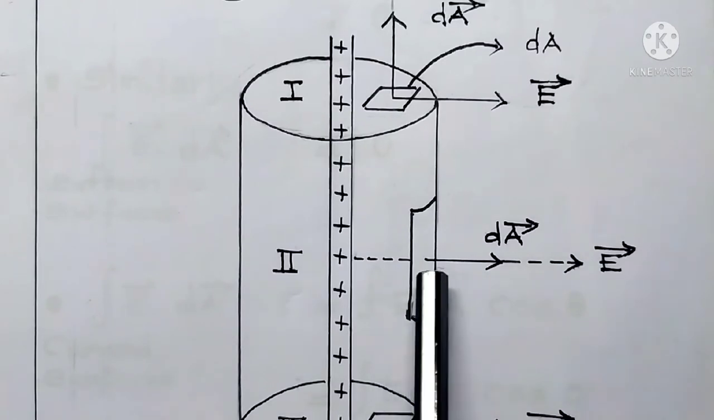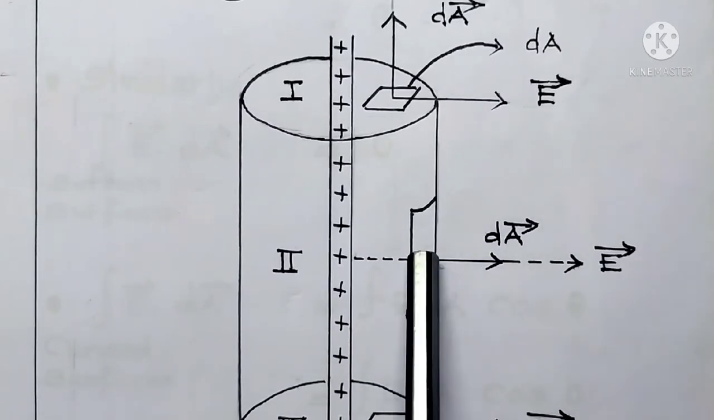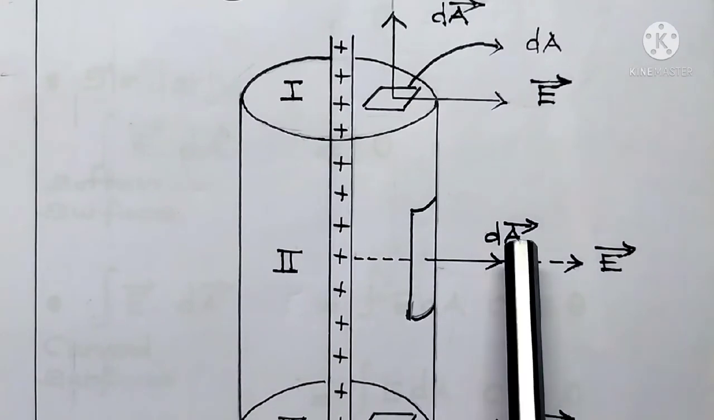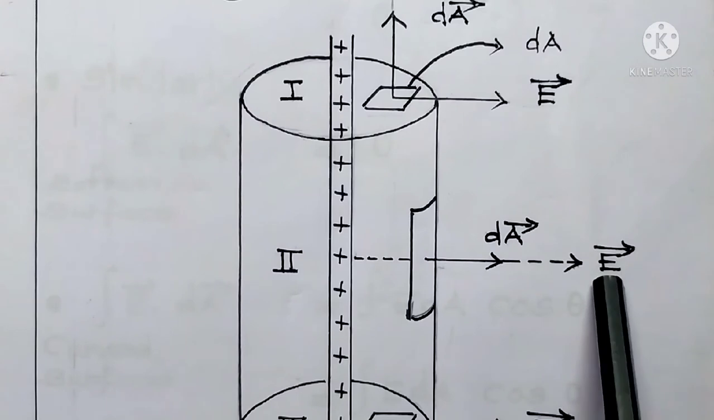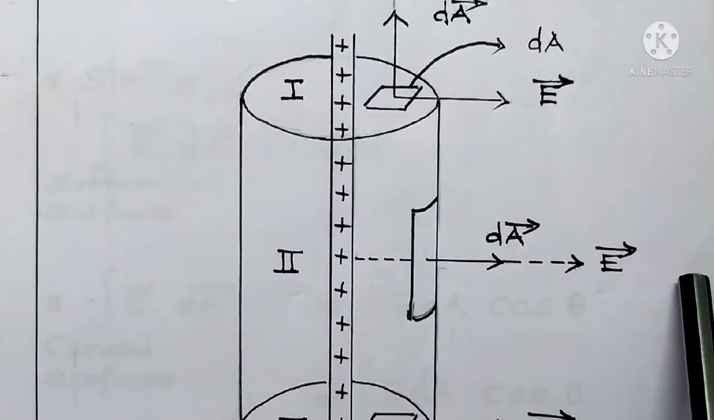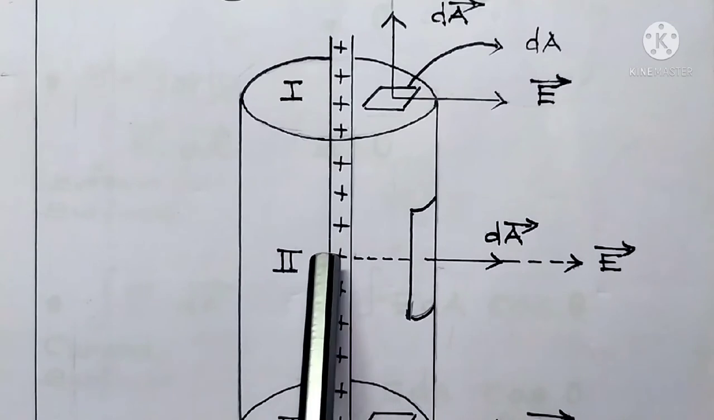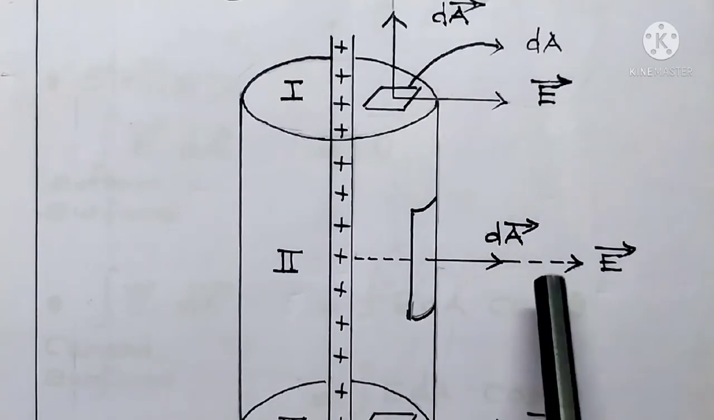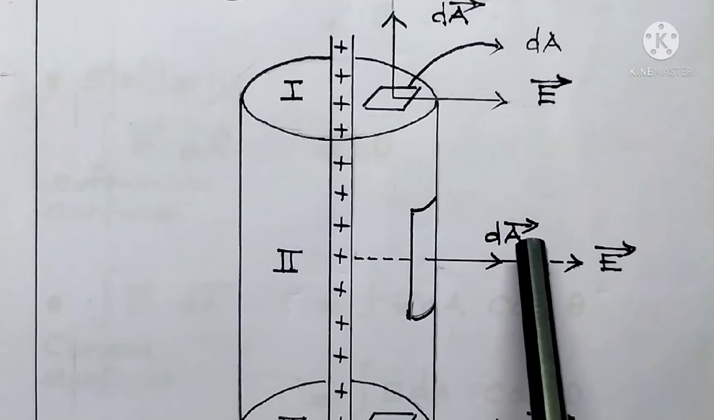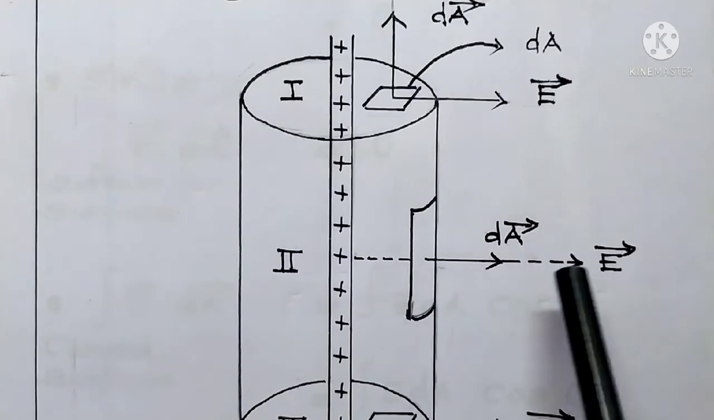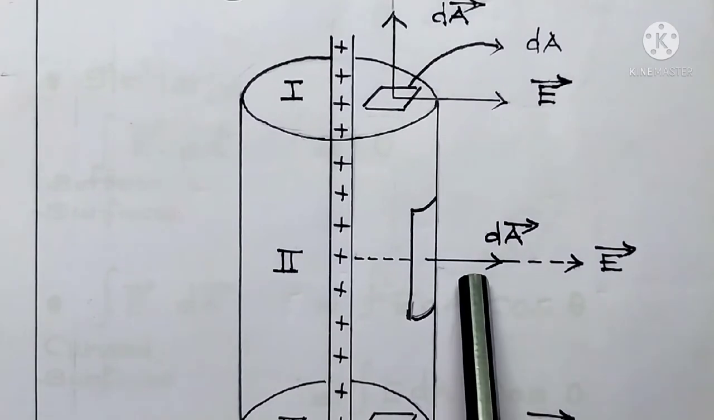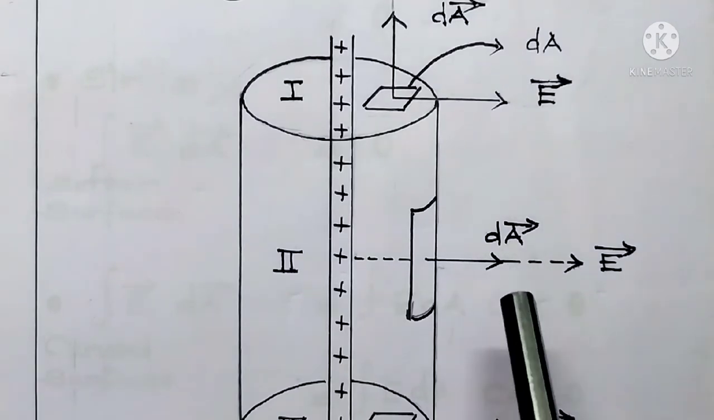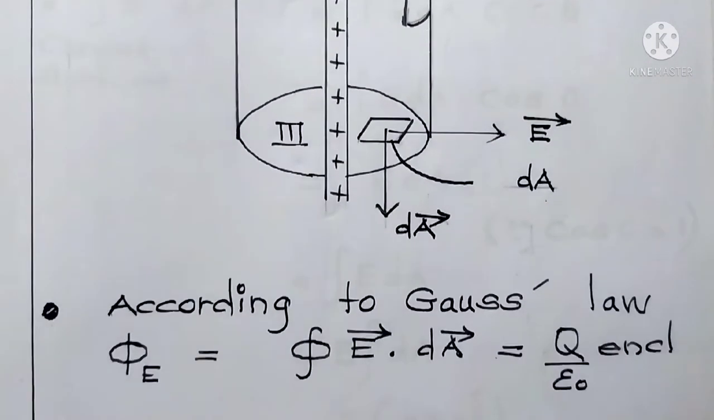So what about the areal vector for this surface, which is perpendicular to this surface, which is nothing but dA vector? And again the electric field vector is also in the same direction as it originates from this charged wire. So in this case, both the areal vector dA vector and the electric field E vector are in the same direction. So the angle between them is nothing but 0 degrees. By keeping all these facts in mind, we are going to derive the derivation.